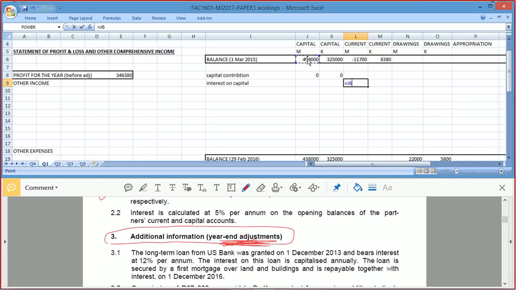How much does M get? M gets his capital times 5%. That's how much he gets. And K would get that times 5%.